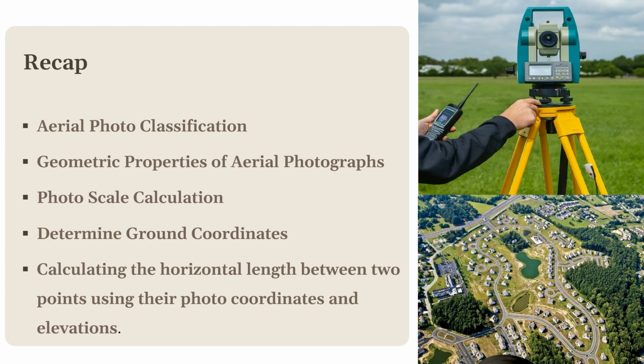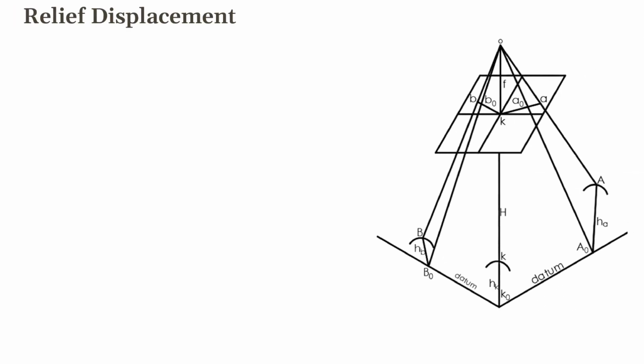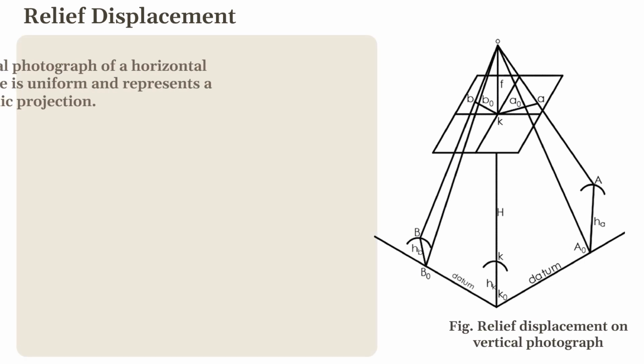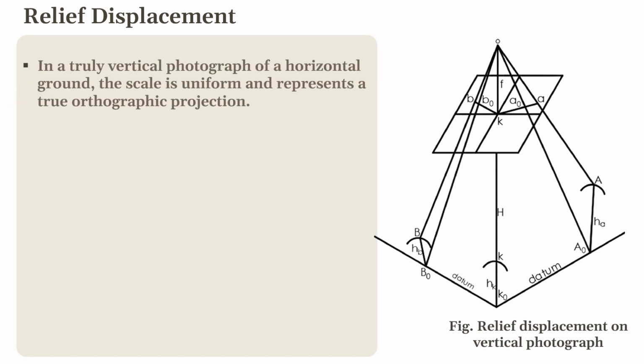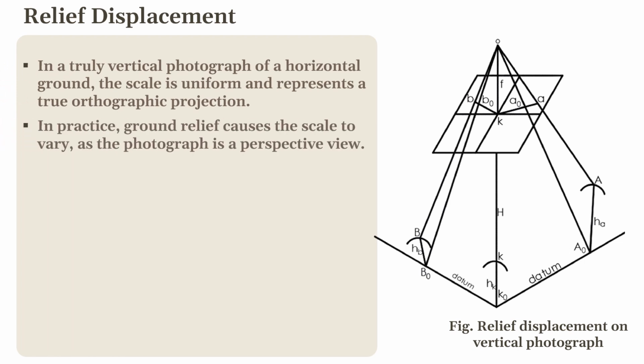Important key takeaway was that if the photograph is truly vertical and the ground is perfectly horizontal and we ignore other sources of errors, the scale of the photograph will be uniform. This kind of photo gives a true orthographic projection, essentially a true map of the terrain. However, in real life, these conditions are rarely met.